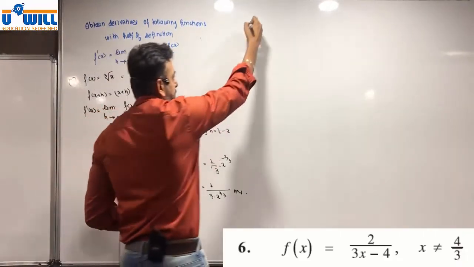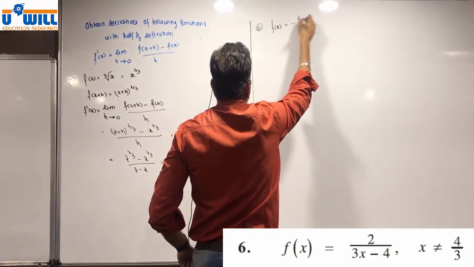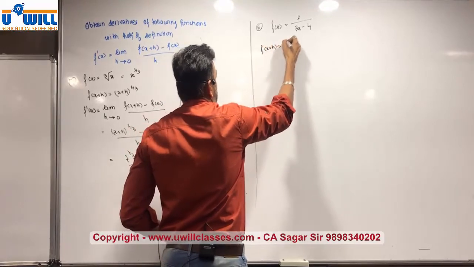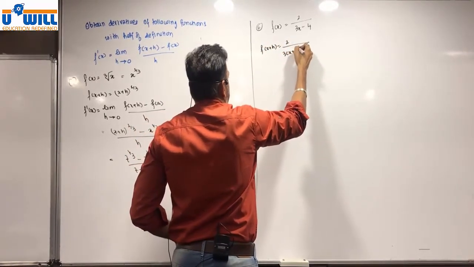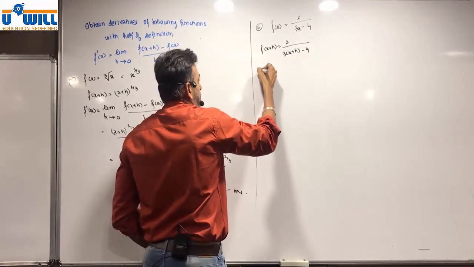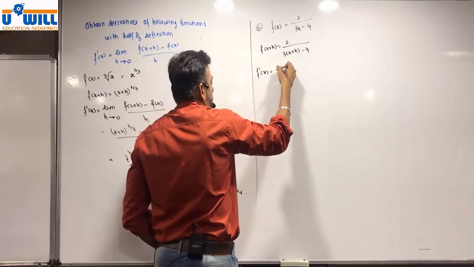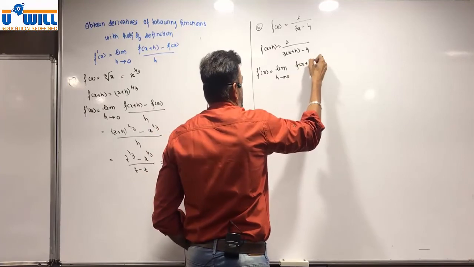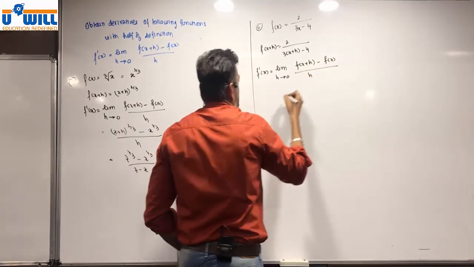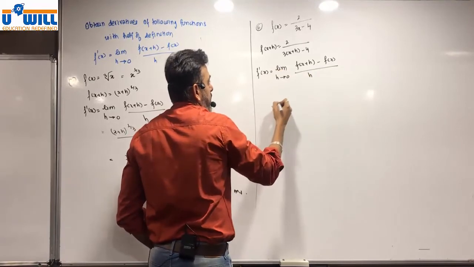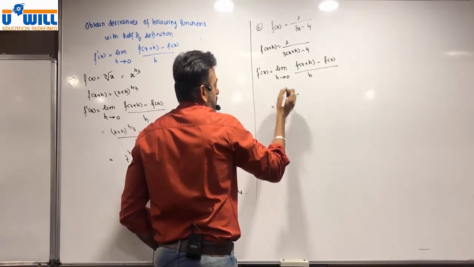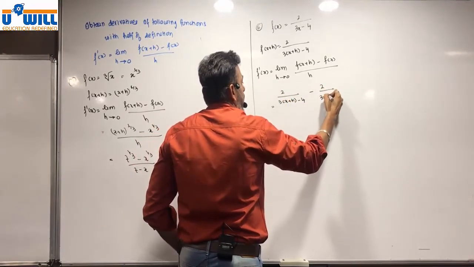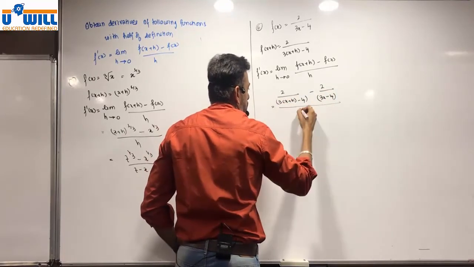Okay, next one, 6th. Function of x is equal to 2 upon 3x minus 4. Function of x plus h is equal to 2 upon 3 into (x plus h) minus 4. So derivative of function of x is equal to limit h tends to 0, function of x plus h minus function of x upon h, which is equal to, ध्यान देना please, 2 upon 3 into (x plus h) minus 4 minus 2 upon 3x minus 4. We write it in bracket upon h.